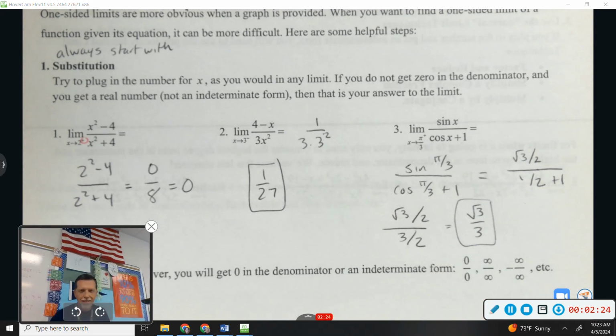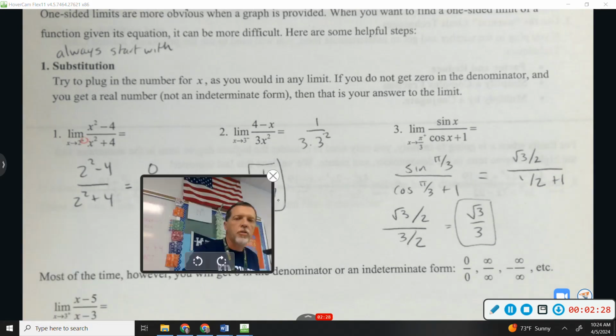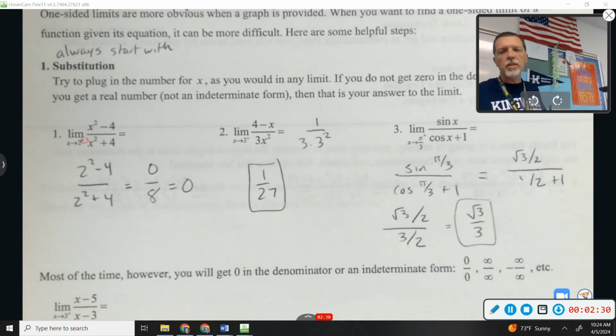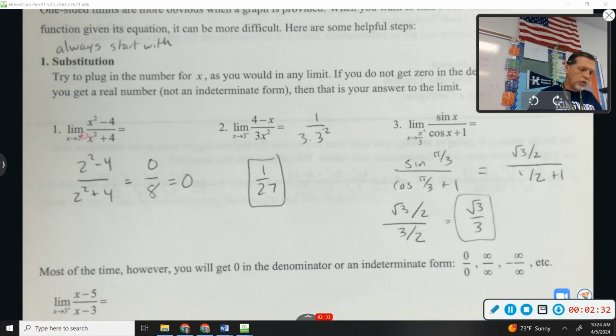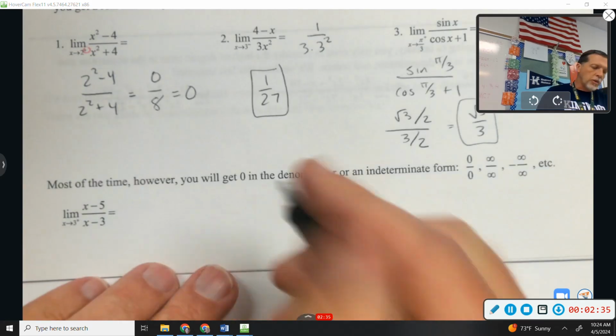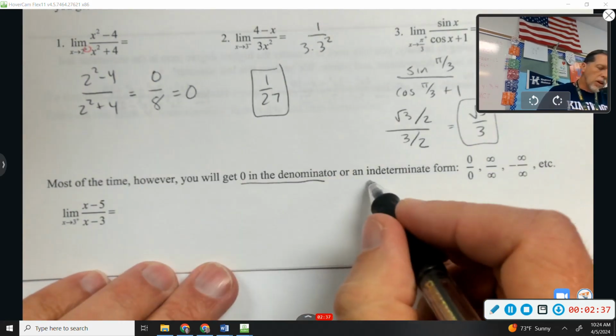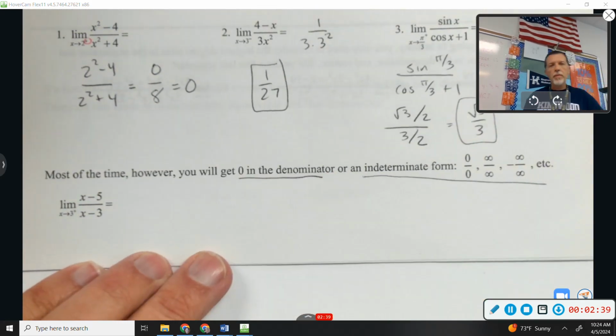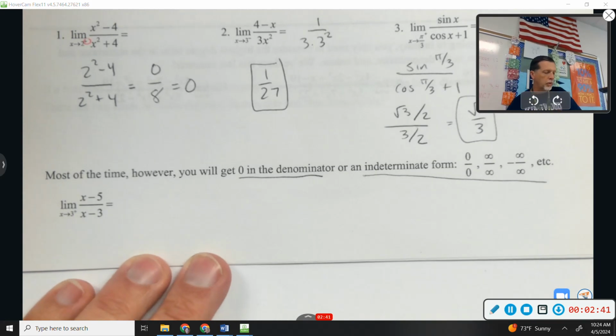Okay, so like that was easy. Just plug it in, get an answer, you're good. The trick is, we usually give you problems that don't work that way. Usually you get either a 0 in the bottom or an indeterminate form. And that's when things get a little bit weird.